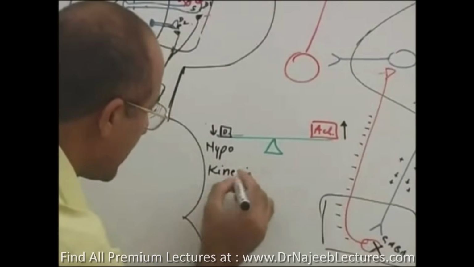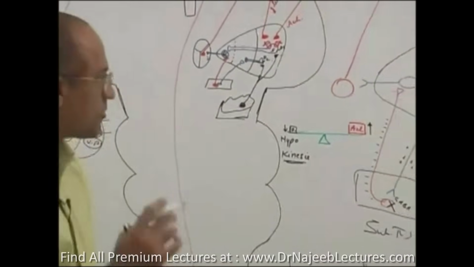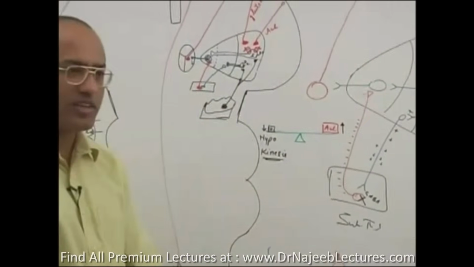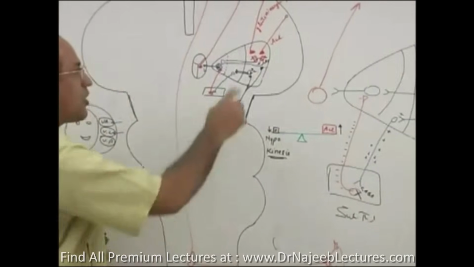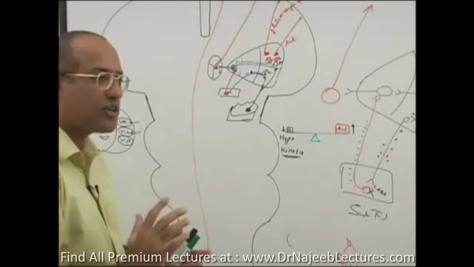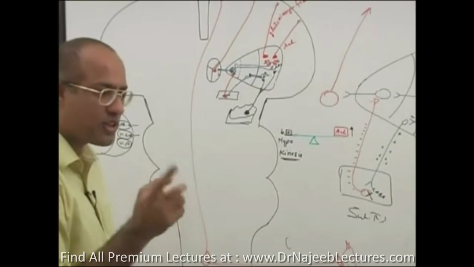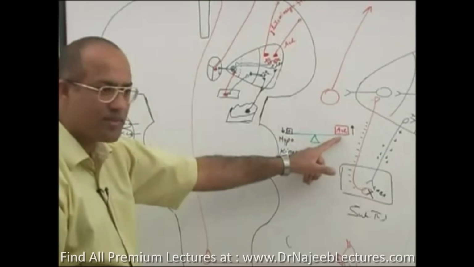Hypokinesia or akinesia. This is one feature of Parkinson's disease. Second problem, there is excessive cholinergic activity. Excessive cholinergic activity overstimulates the pathways which are concerned with the tone. So pathways which are concerned with the tone are overstimulated. They are not opposed by the dopaminergic.